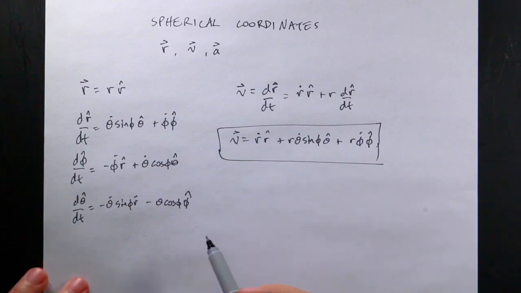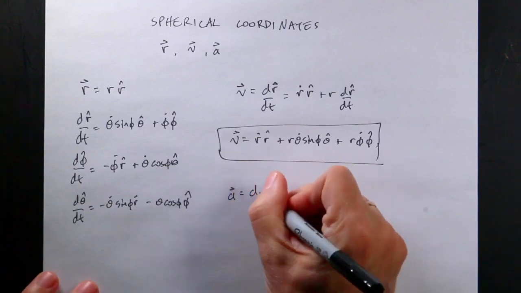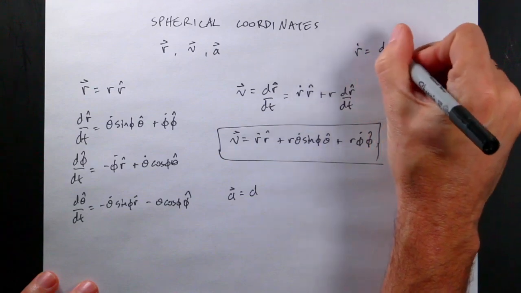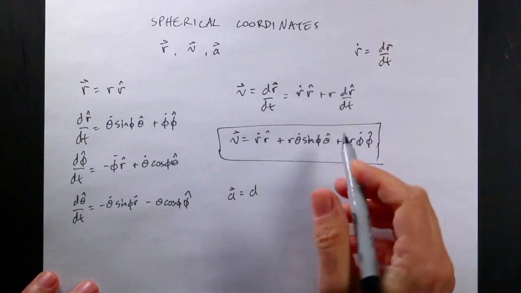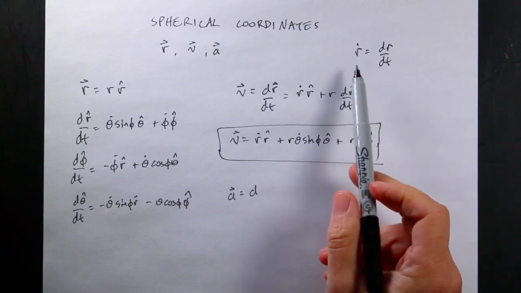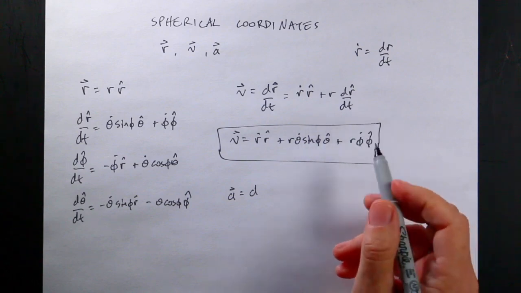Okay. Now, what about the acceleration? I'm going to skip to a new piece of paper. Acceleration is going to be equal to the derivative. Oh, and just to be clear, r dot equals dr/dt. The dot notation, if you haven't seen that before, we just represent a derivative with respect to time as a dot above that. And a second derivative would be two dots above that.